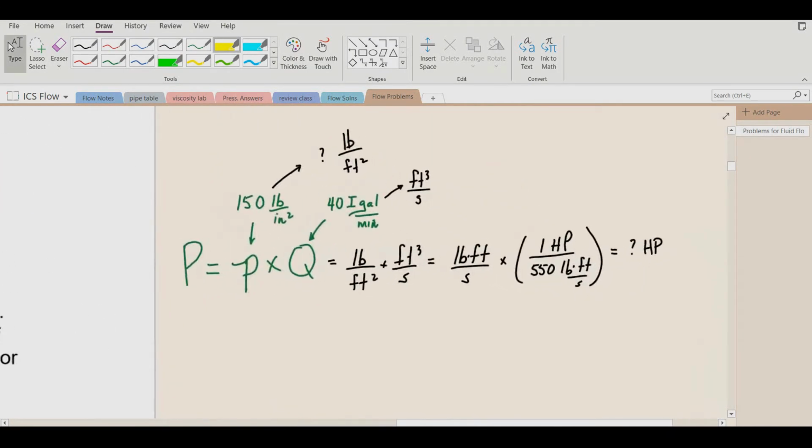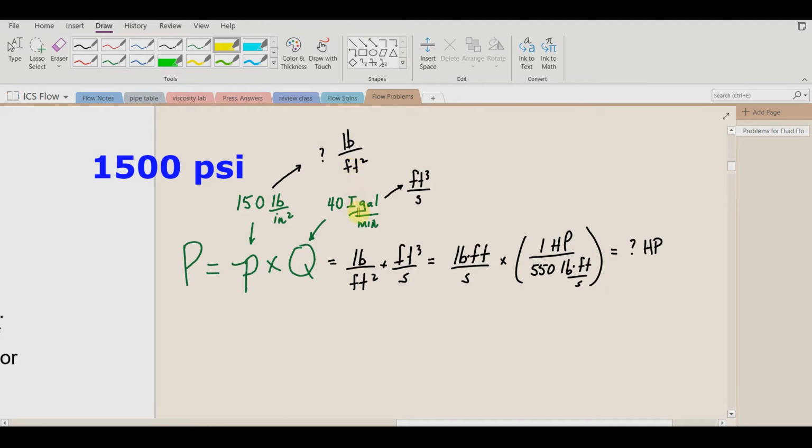So for power, we use the formula P times Q, pressure times flow rate. And the pressure is given in this problem as 1500 psi. And in the last problem, problem 3, we're told the flow rate was 40 imperial gallons per minute. You'll need to convert these to a consistent set of units. So you'll want to convert 1500 psi to pounds per square feet.